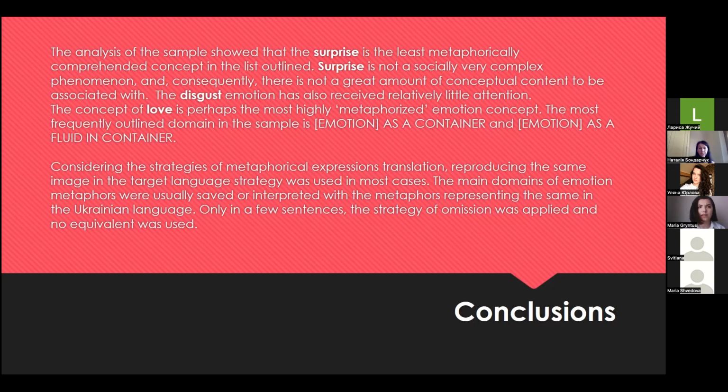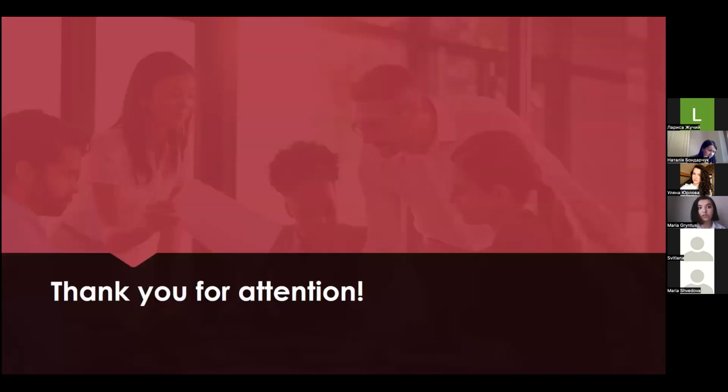Only in a few sentences the strategy of omission was applied and no equivalent was used. I hope that the results and conclusions will contribute to the understanding of emotion metaphor domains in English and their translation into Ukrainian. For now, thank you for your attention.